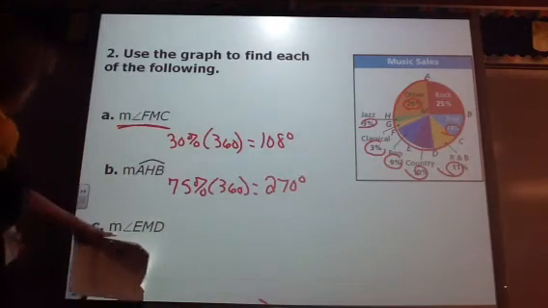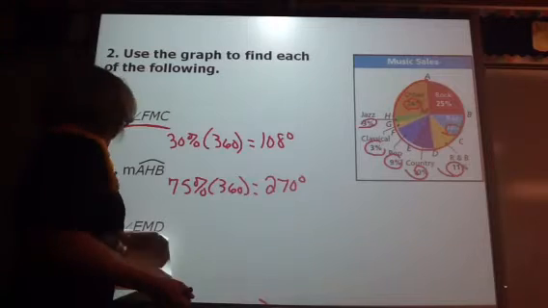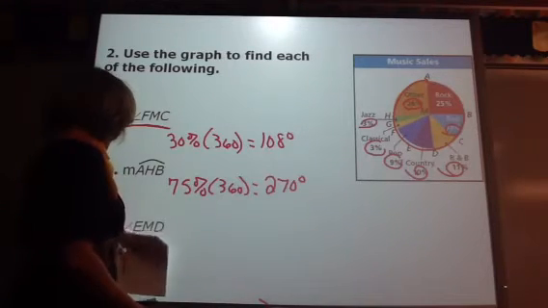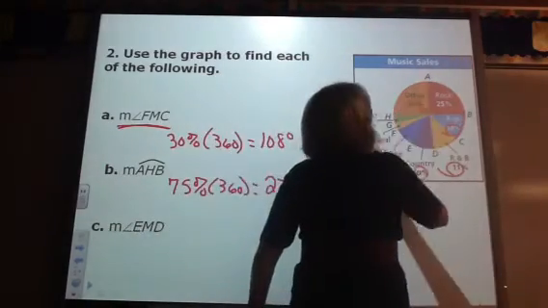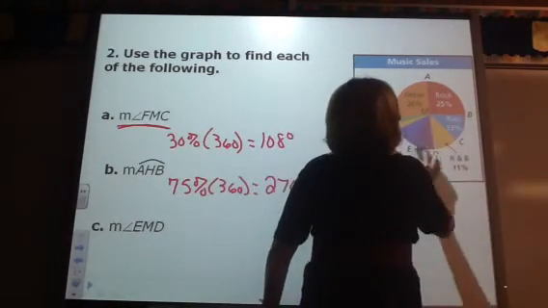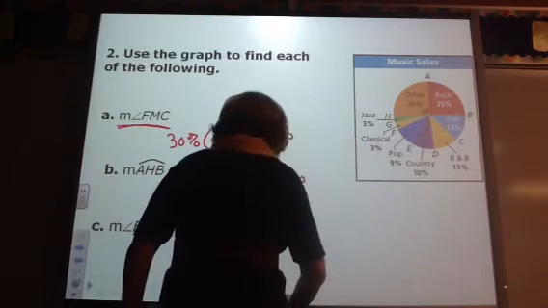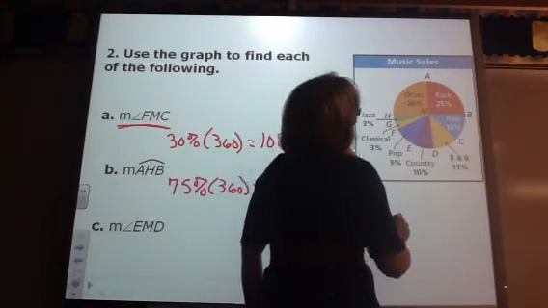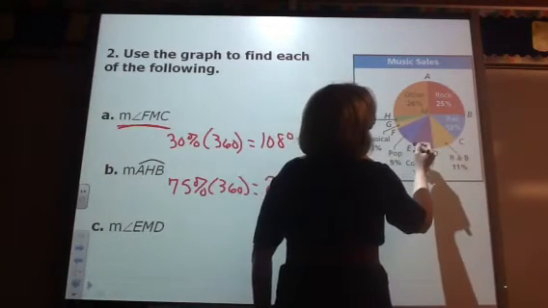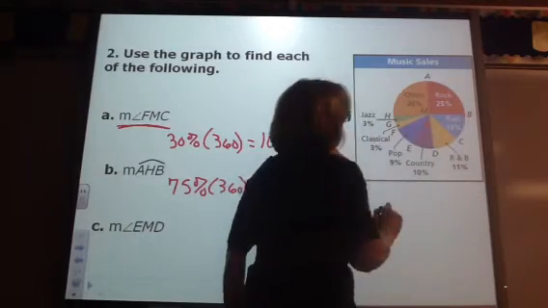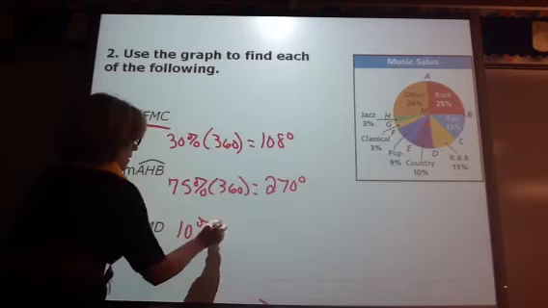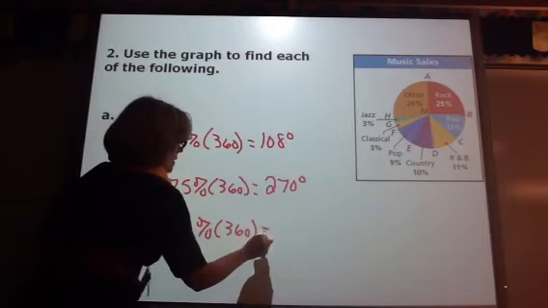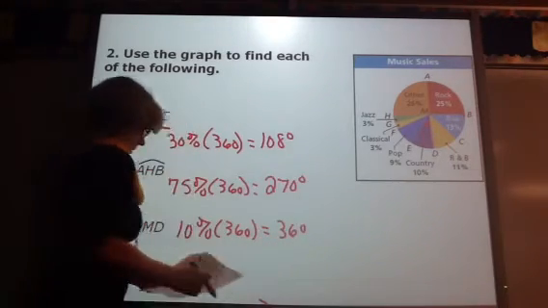And then we want to find, let's see if I can get this right this time, measurement of central angle EMD. So we have EMD, this right here, 10%. So you're going to take 10% of 360, and that gives you 36 degrees.